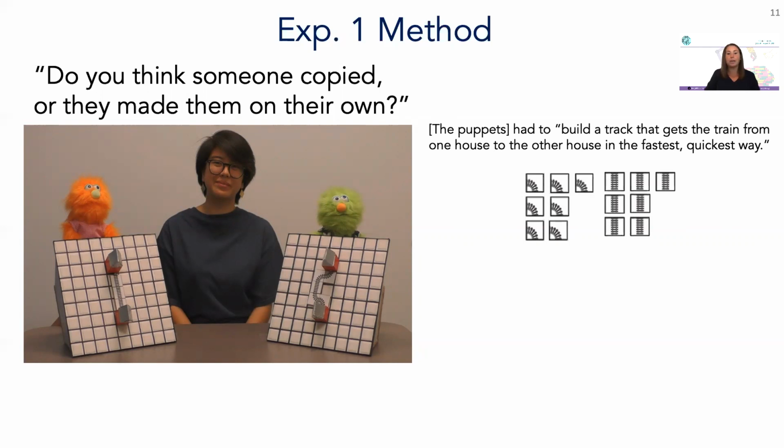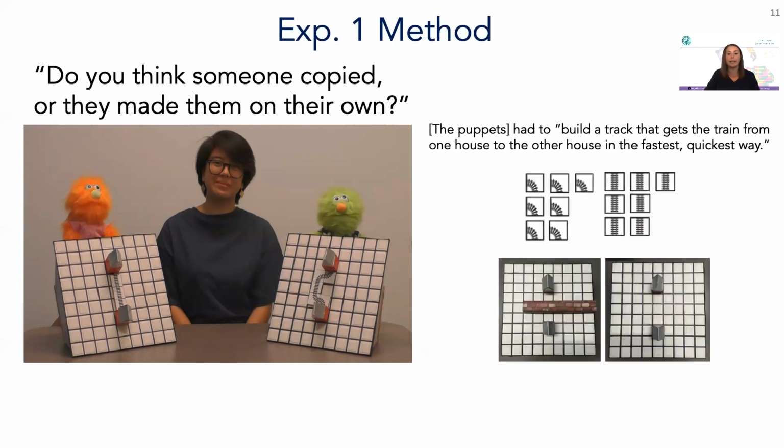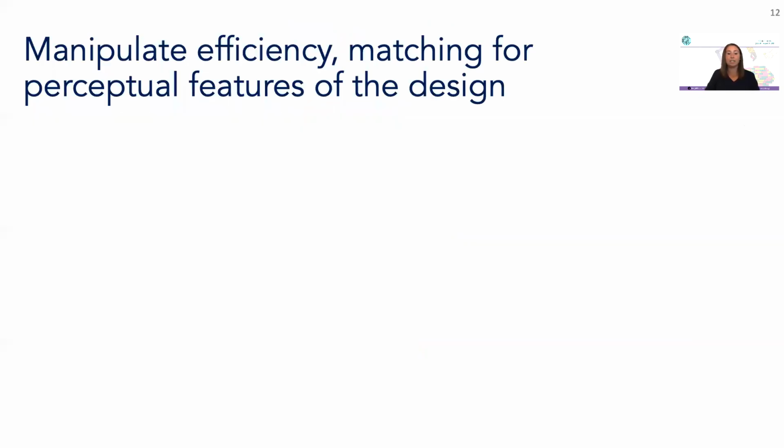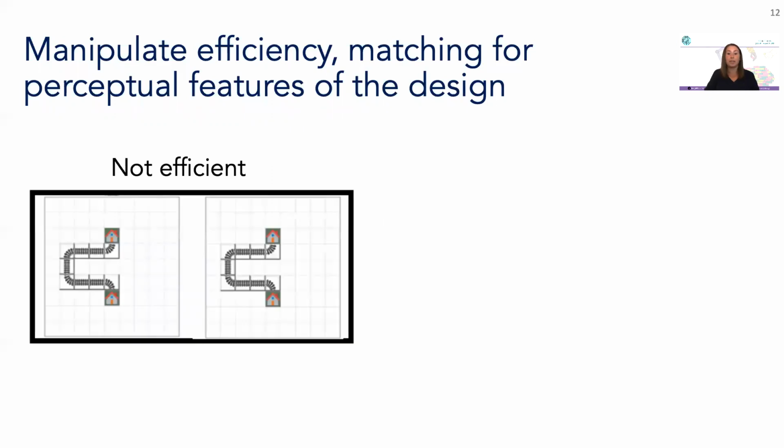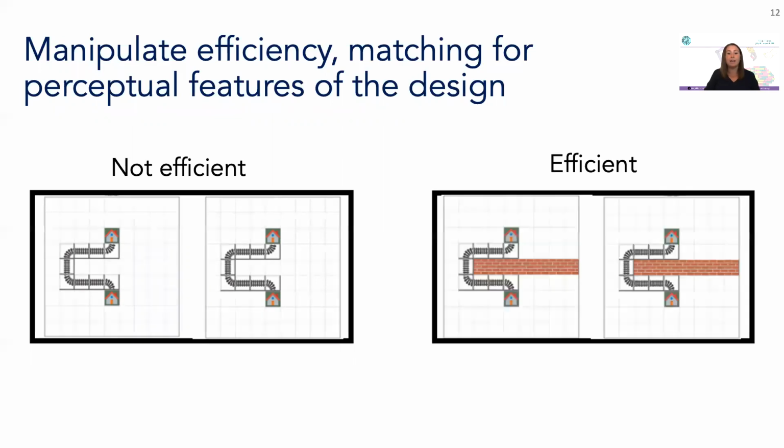Now, crucially, we manipulated what the game board looked like. In some trials, there was a barrier on the game board that the train could not travel through. And in other trials, there was no barrier and the tracks could be placed anywhere. And what this allowed us to do is manipulate how efficient the designs were while matching for the perceptual features of the design. So for example, when the puppets both built this design without the barrier, it's really an inefficient design. But when the wall is in the way, it makes that very same design the most efficient path possible.